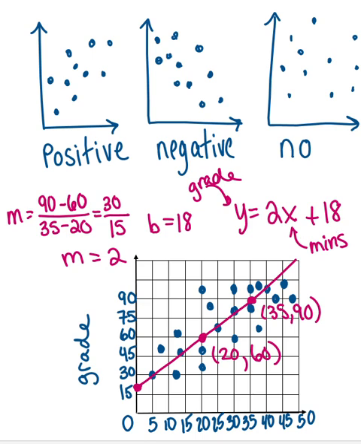So for example, let's take someone who studied 15 minutes. 15 times 2 is 30, so they should project to get a 48 on this spelling test.